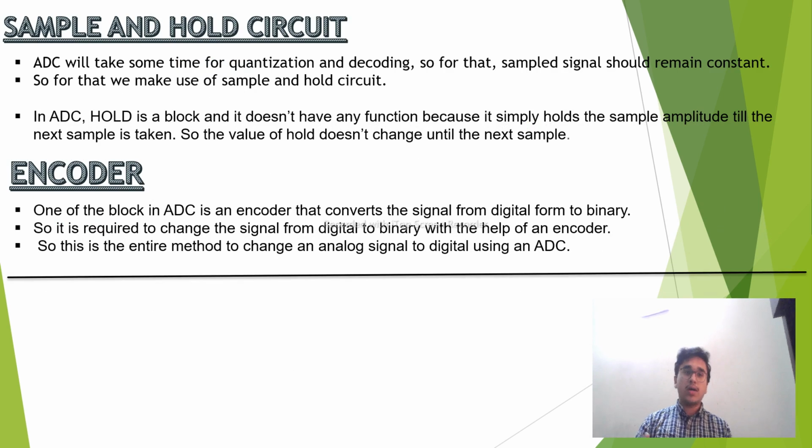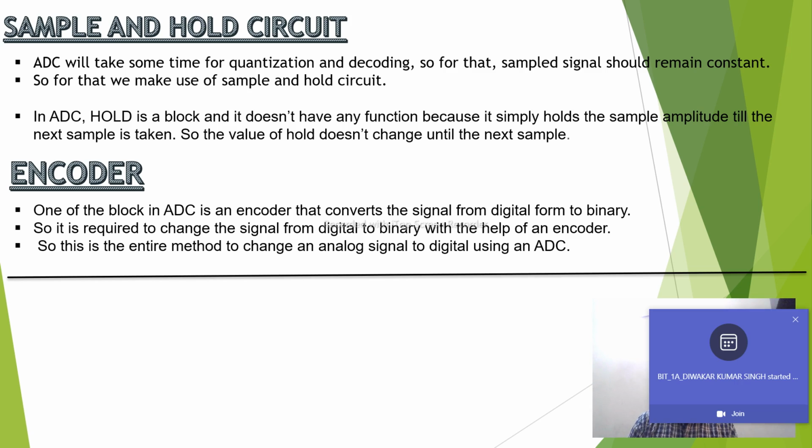Next block, we can see the sample and hold circuit. As we can already infer from the name itself, the sample and hold circuit is just holding the signal. As we require the data for quantization and the encoder, we need some device to keep the signal at a constant state. We don't want it to be changing multiple times. So that's why we use this sample and hold circuit.